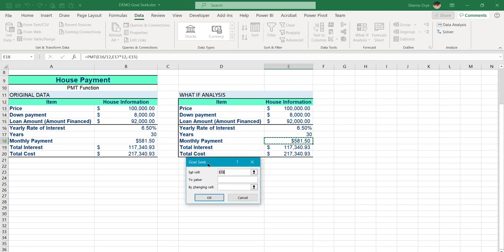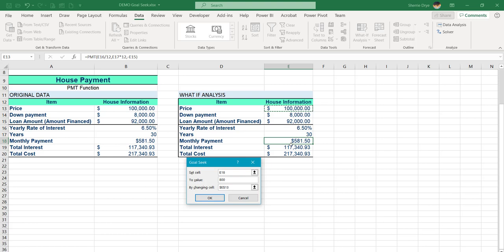So when you are looking at the GoalSeek, you need to set a cell to a certain value. Okay, so what I want to do is set my monthly payment in E18 to $800. And in order to get it to that point, I have to change something. So in this case, I want to say, how much of a house can I afford for $800 a month, given the same interest rate and years? So I want to change the price of the house.